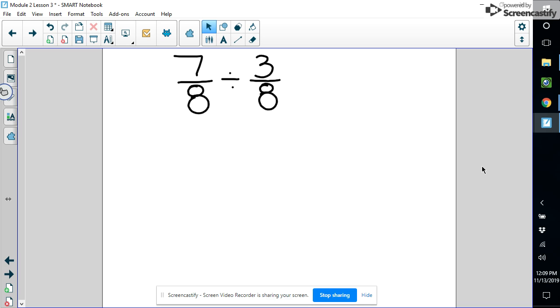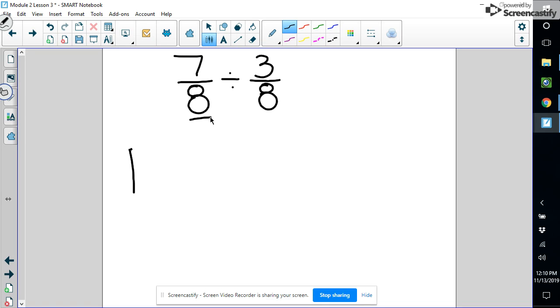Okay, today in class we worked on how to divide fractions by fractions using a visual model and also the multiplication method. So let's start with looking at things through the visual model. If I have my problem 7/8 divided by 3/8, I'm going to start with my 7/8 here, and that's going to be the total amount. I'm going to have to split that into parts or groups of 3/8.